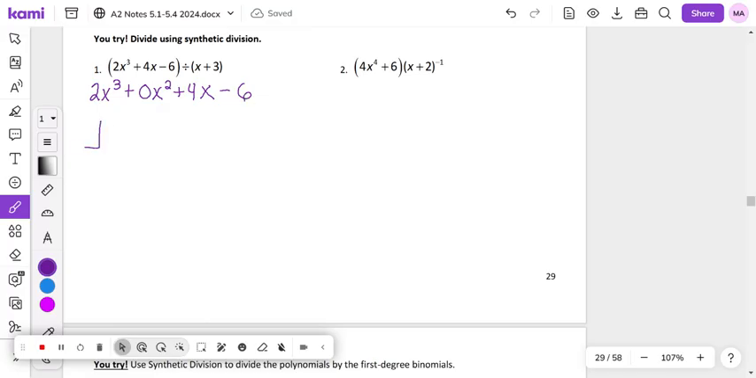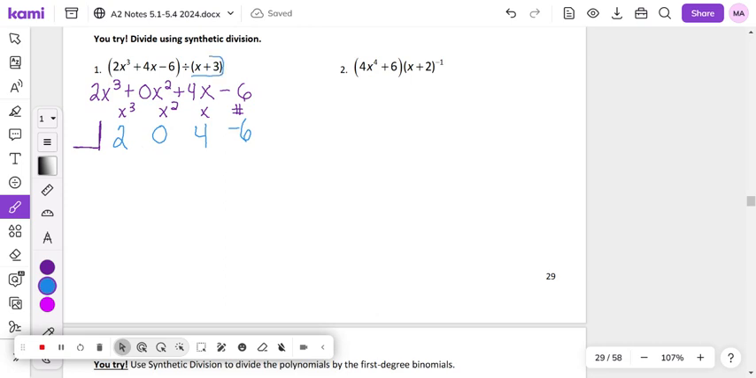We're going to set up our little pocket, and we're going to make a column for x cubed, a column for x squared, a column for x, and a column for our number. So let's drop our numbers in there. We have 2x cubed, we have 0x squared, we have 4 x's, and our constant is negative 6. Again, keep the sign with the terms, with the coefficients.